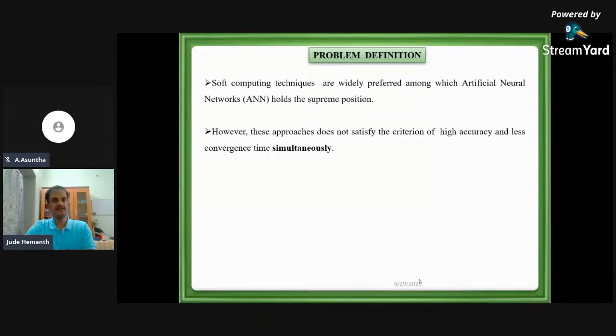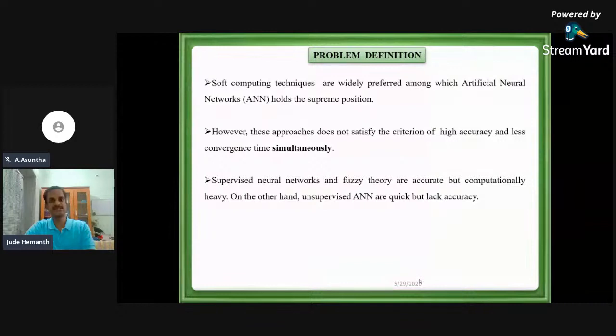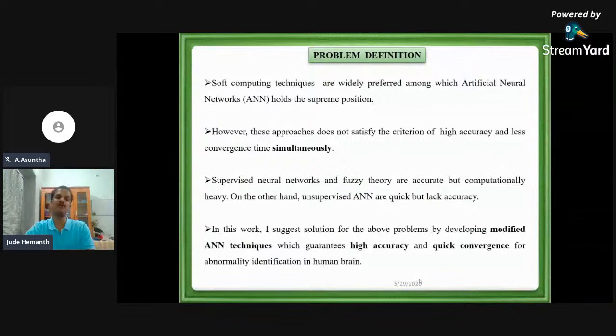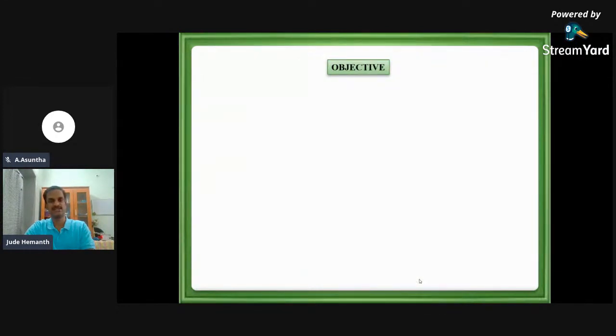So we can say that many approaches are available, but artificial neural networks, as we saw in the previous sessions, are going to be sufficiently good for any practical applications. But still, there is scope for improvement. That's why we say modified artificial neural networks need to be developed, which can ensure high accuracy with quick convergence.